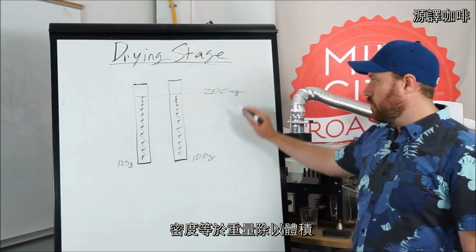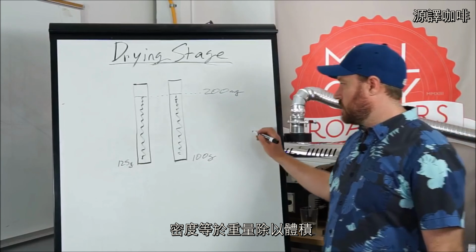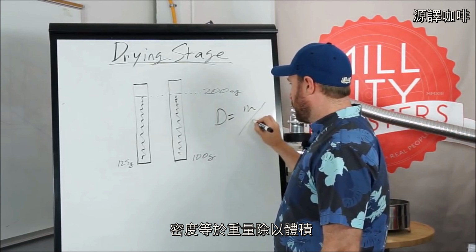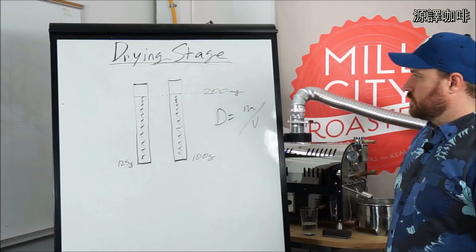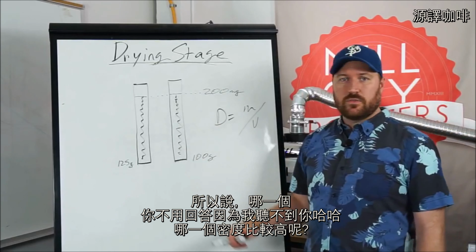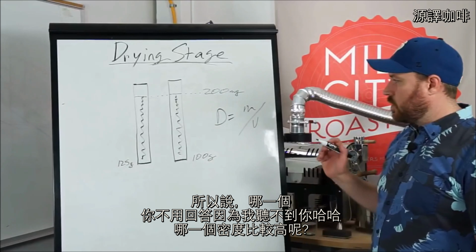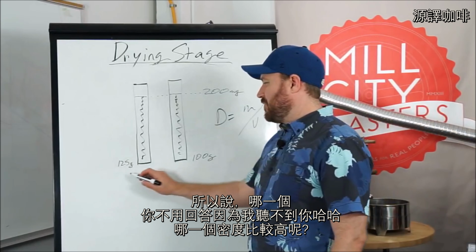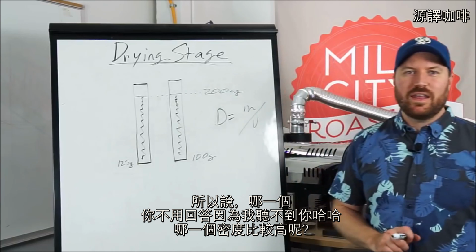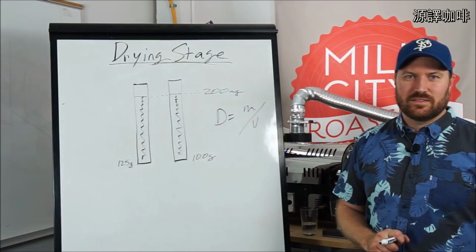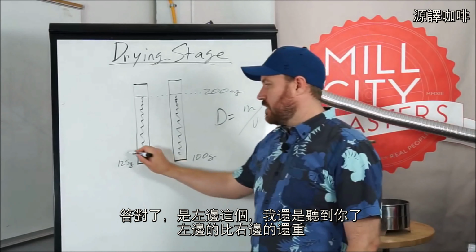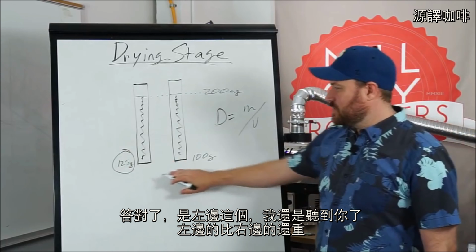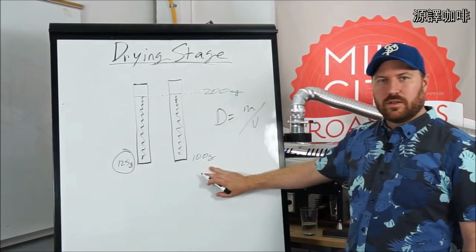So mass over volume is going to give you your density. Density equals mass over volume. Okay? So I've done this so that it's very easy for you to see. Now, which one, you don't have to answer because I won't hear you, of these is more dense? You're right, this one. I heard you. This one is more dense than this one.